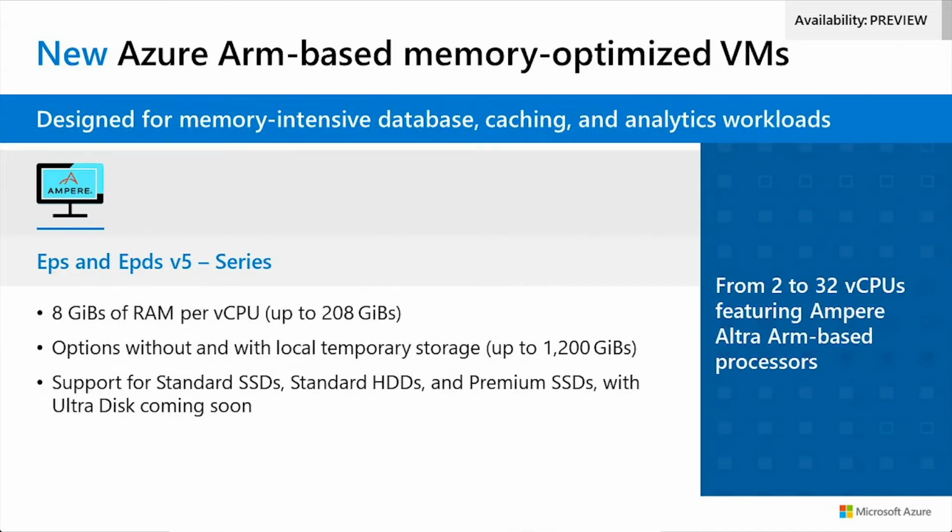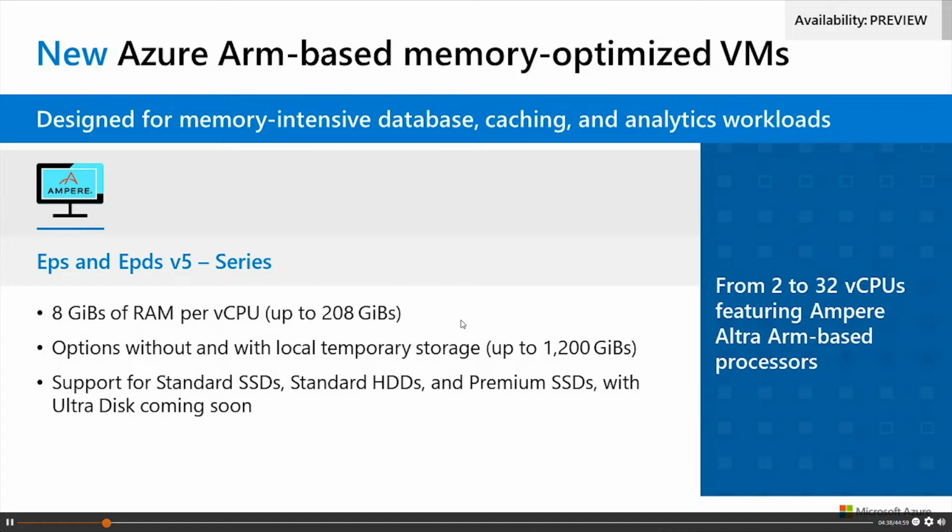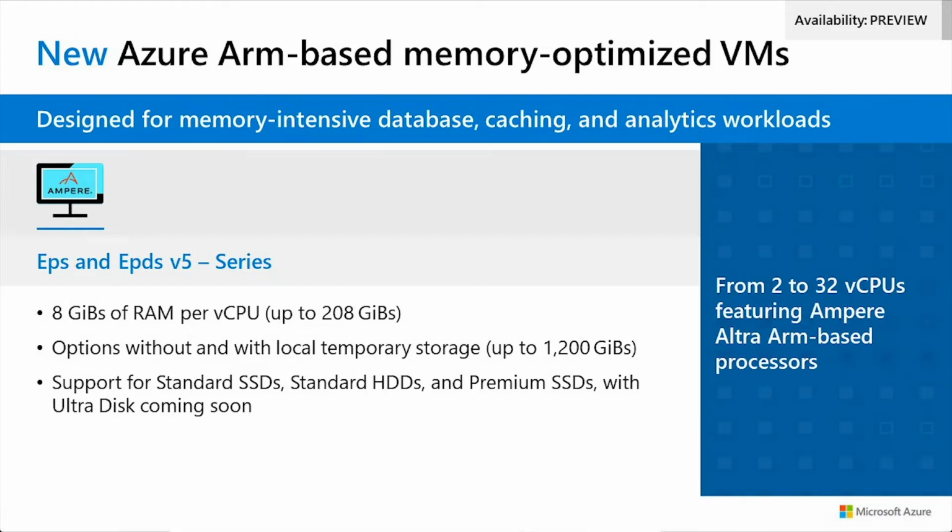We're also excited to introduce the EPS series, the new memory optimized ARM-based VM type in Azure. The EPS series is designed for memory-intensive, medium and large databases, in-memory caches, and data processing workloads, and comes with 8 GB of RAM per vCPU in sizes up to 32 vCPUs and 208 GB of RAM. The EPS series also supports local SSD temporary storage sizes, as well as the range of remote storage options, also with UltraDisk support coming soon.